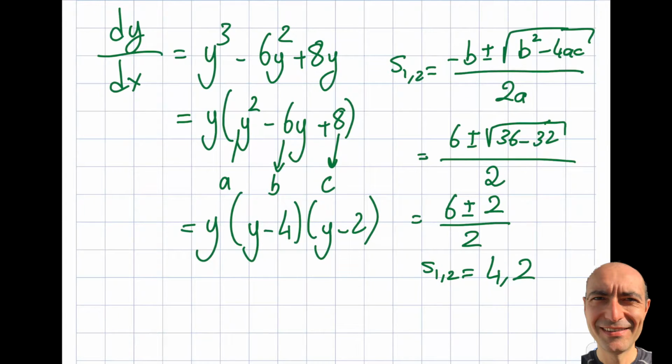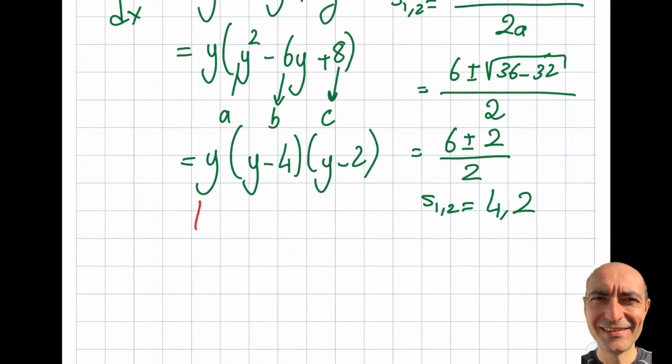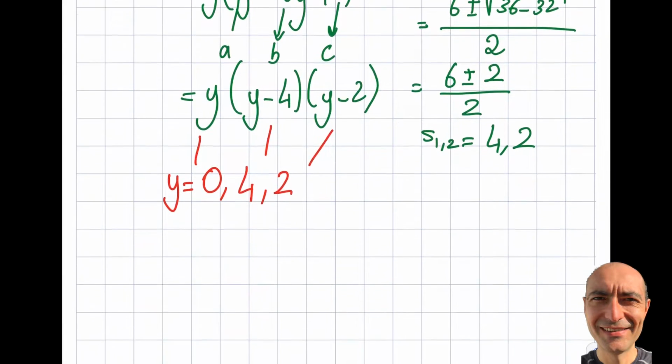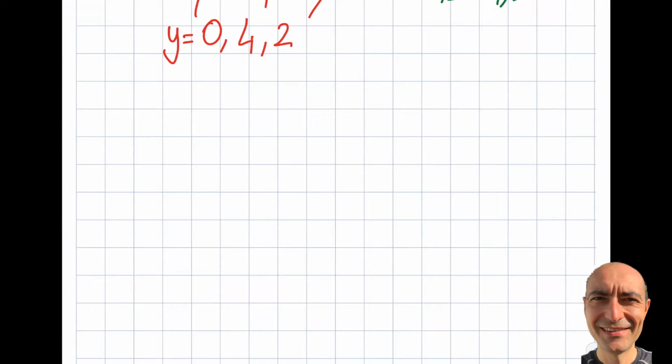Now I will be able to obtain my critical points or equilibrium points, and from here you will see that y is equal to 0, and from here you will see that y is equal to 4 and y is equal to 2 will be constant solutions of this particular differential equation. And now looking at this, let's do the same treatment that we have done for the previous question. The interval that I'm going to look at is going to start from minus infinity all the way to plus infinity, right?